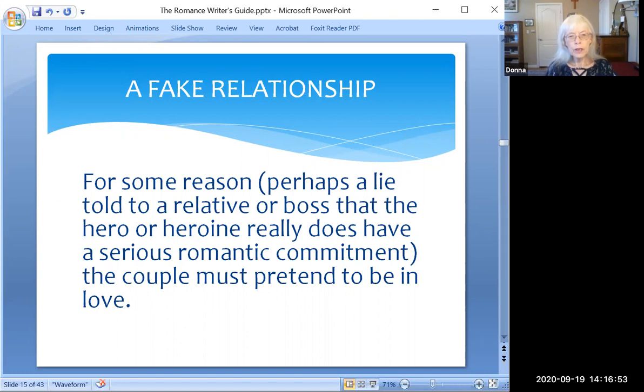A fake relationship is another trope that is sometimes extremely effective with a romance story. So how does that work? Well, for some reason, maybe it's a lie told to a relative or boss that the hero or heroine really does have a serious romantic commitment, so that the couple must pretend to be in love. Next slide.